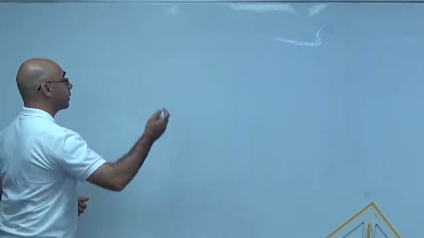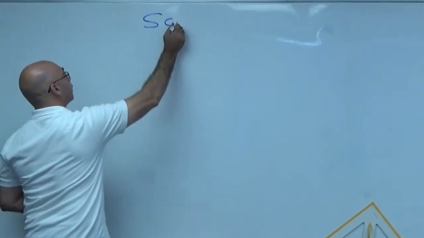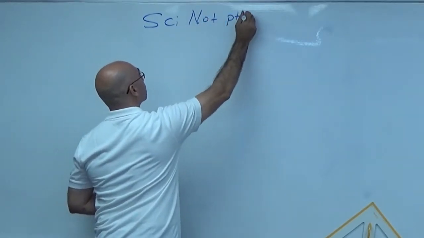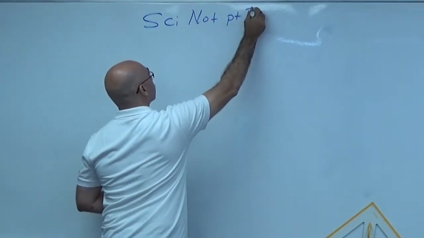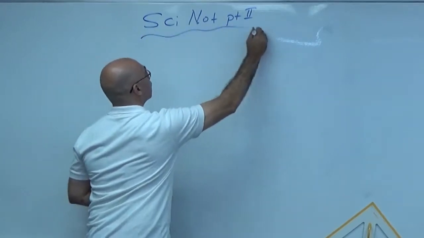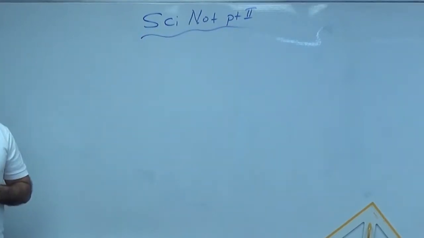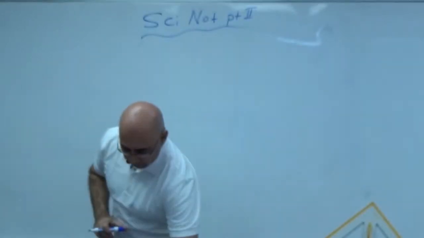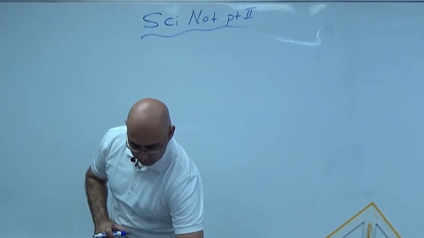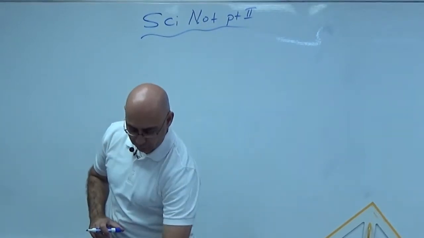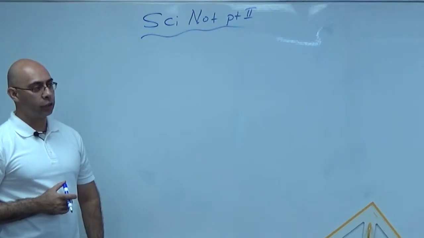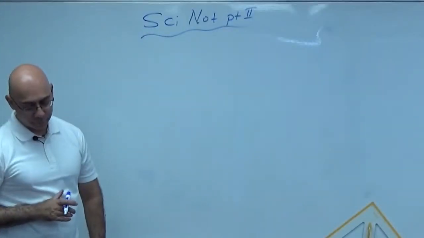We're going over scientific notation again. Scientific notation, part 2. So if you look at that example on page 17, basically what we're going to be doing is multiplying and dividing in scientific notation. So let's look at the multiplying one.